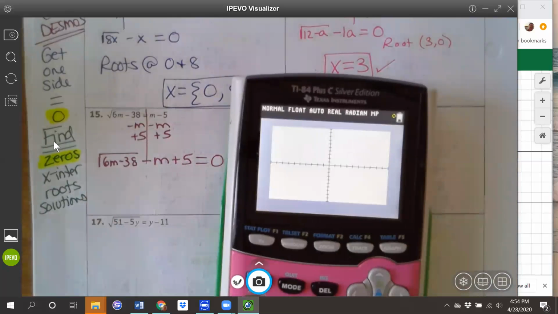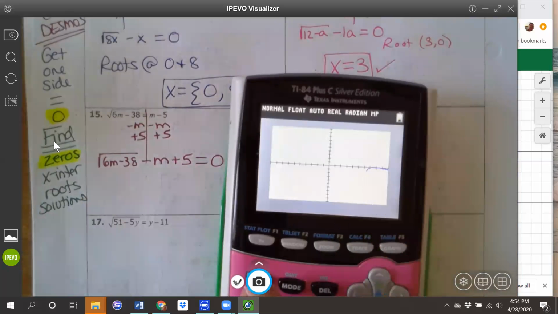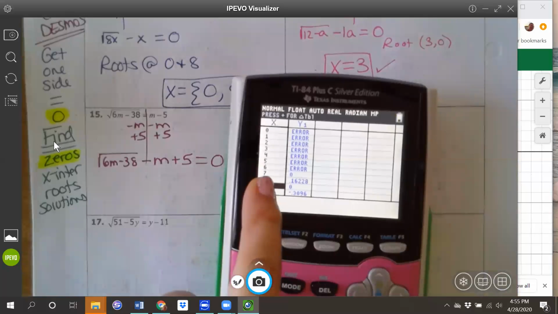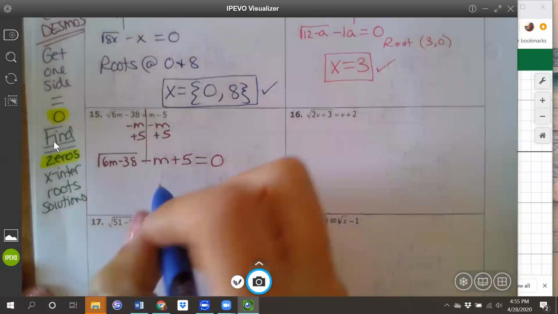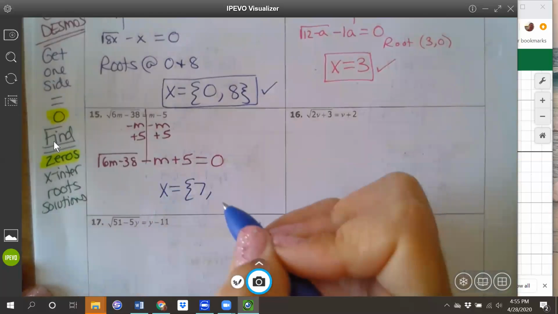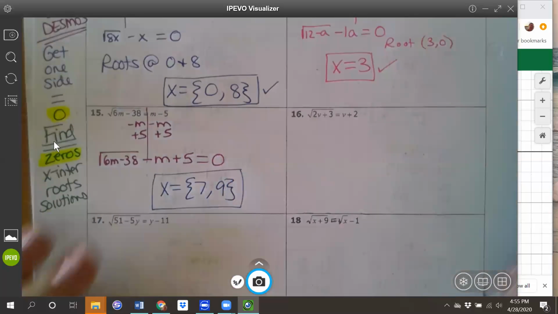And then I'm going to take a look at my graph. I'm looking for my zeros, my x-intercepts. Ooh, looks like they're going to happen somewhere in there. I can probably get a better look at that on my table of values. Boom, there's one. Do I have another one? Yes, I do. So I have x-intercepts at 7 and 9. So 2 answers here. 7 and 9. All right, let me check them real quick.